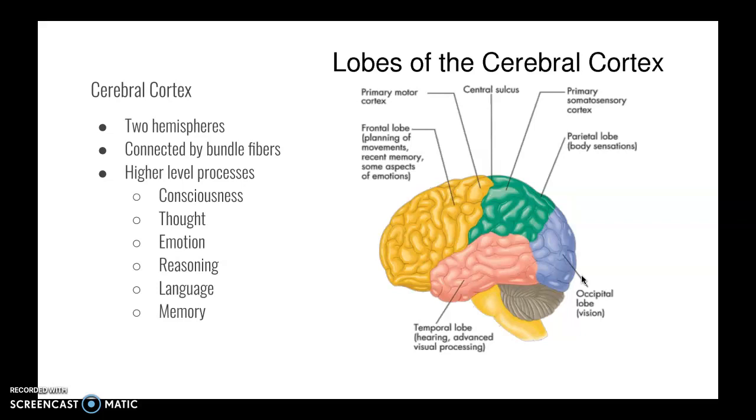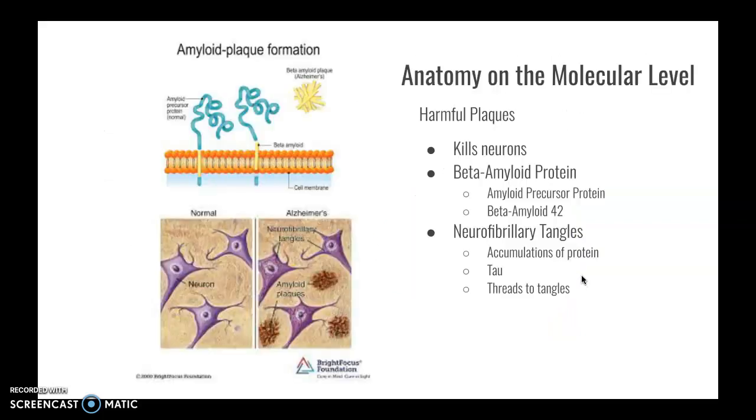The two hemispheres are connected via bundles of nerve fibers called the corpus callosum. That allows both of the hemispheres of the cerebral cortex to work together, and it creates an environment for higher level processes such as consciousness and thought, emotion, reasoning, language, and memory. So now we've talked a little bit about the anatomy.